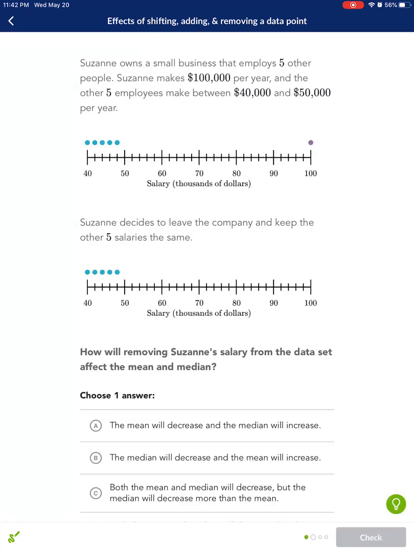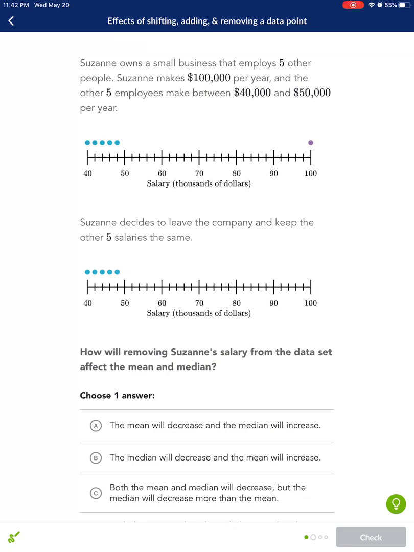All right, next question. Well, la-di-da, who's Suzanne and her small business? Oh, wow. Suzanne's making some cash. Making bank. All right. Suzanne owns a small business that employs 5 other people. Suzanne makes $100,000 per year. And the other 5 employees make between $40,000 and $50,000 per year.